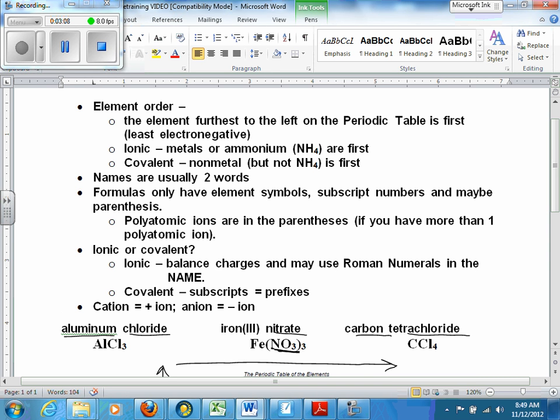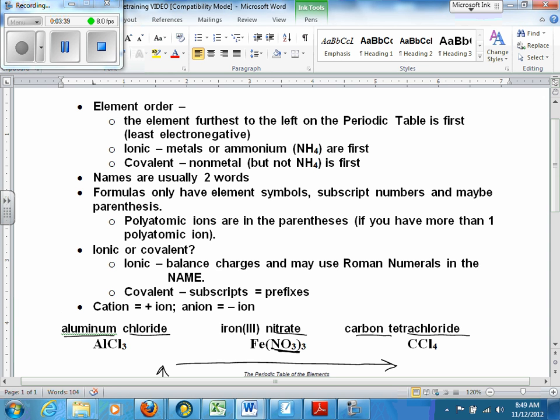Ionic or covalent, that's our first question that we're going to do when we name compounds. Just like when we did bonding, there are two totally different ways to do that. When you do ionic, you're going to have to balance the charges, and you may use Roman numerals in the name, not the formula. Covalent, this is the easier one, and subscripts equal prefixes.